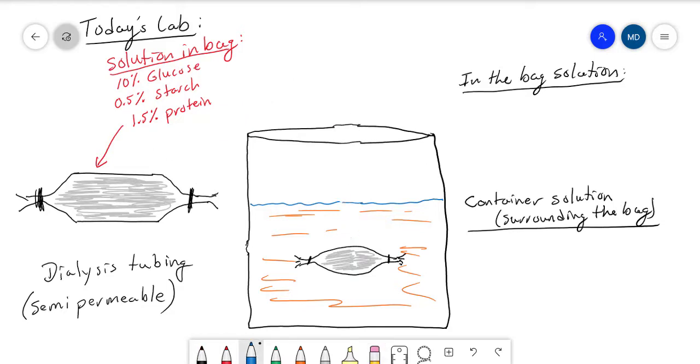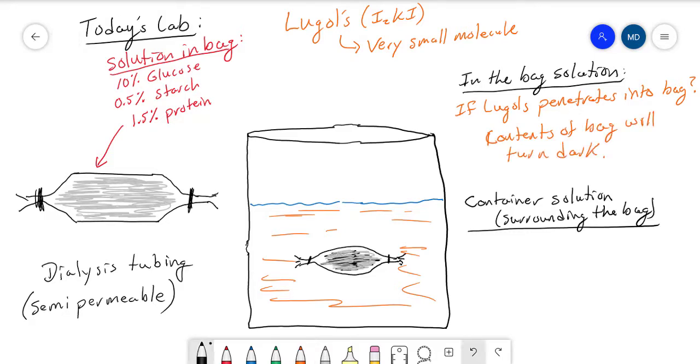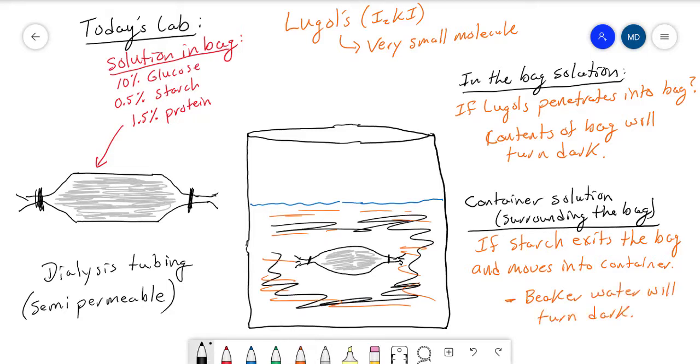Our first test will be the Lugol's test for starch. Lugol's itself is a very small molecule. Since we know that there is starch in our dialysis bag, if the internal contents of the bag turn dark, this would indicate that Lugol's was able to penetrate the dialysis tubing. If the starch molecules are small enough to be able to exit through the pores of the dialysis tubing, we would then expect the solution in the beaker to turn a dark color.